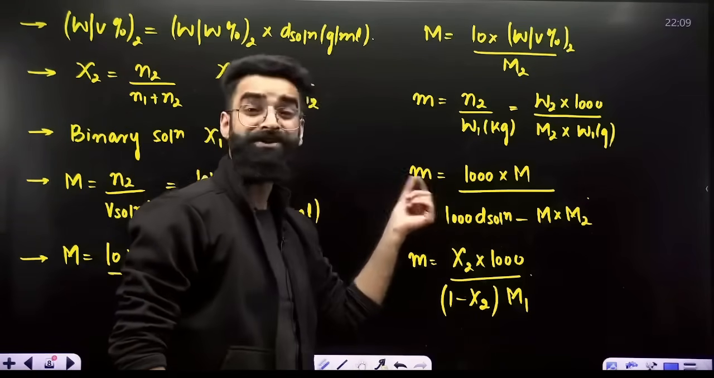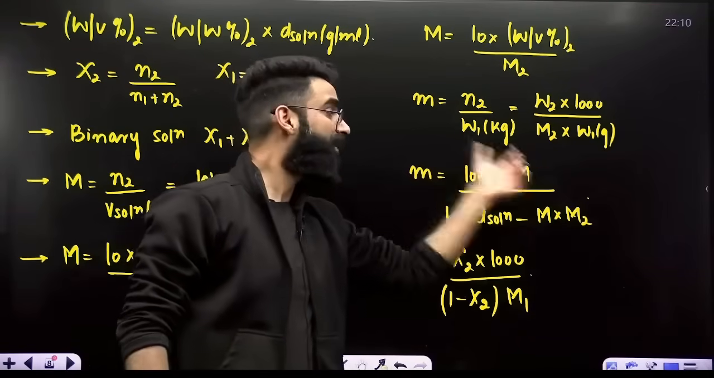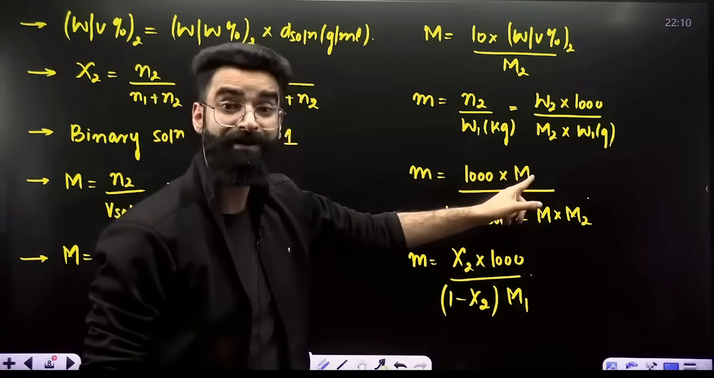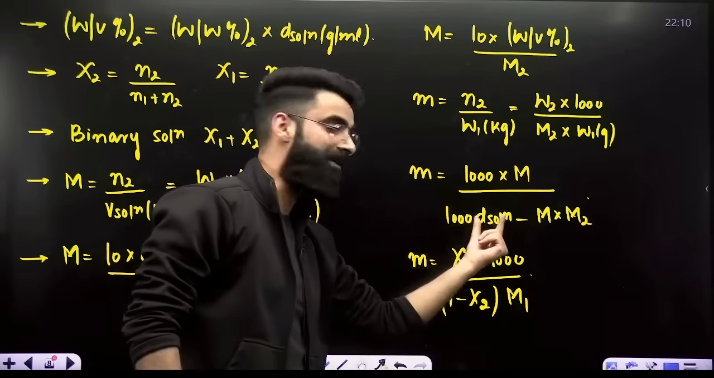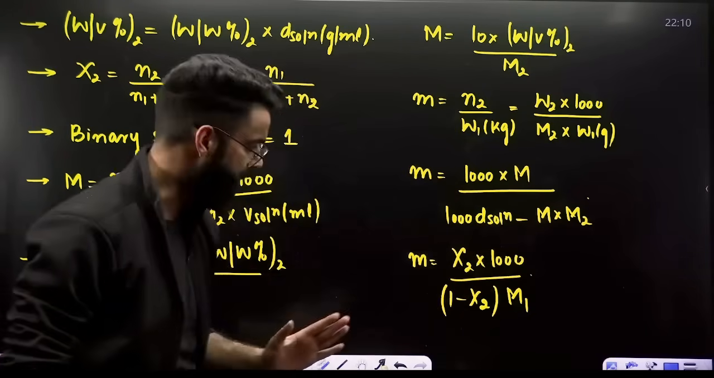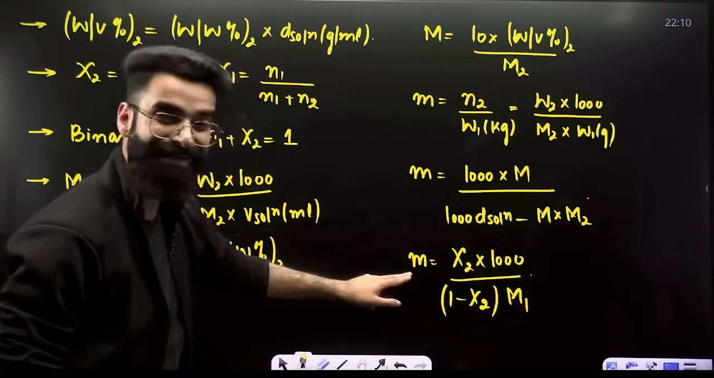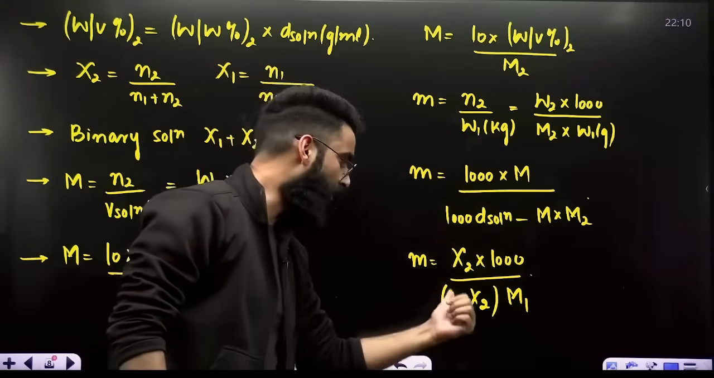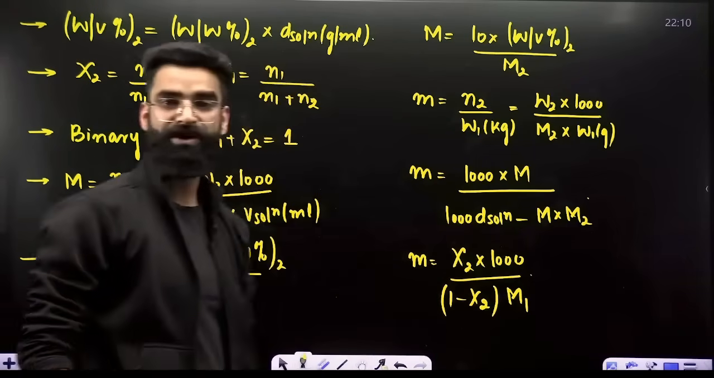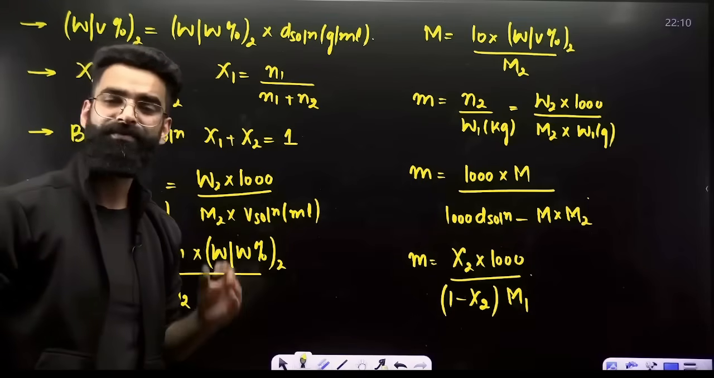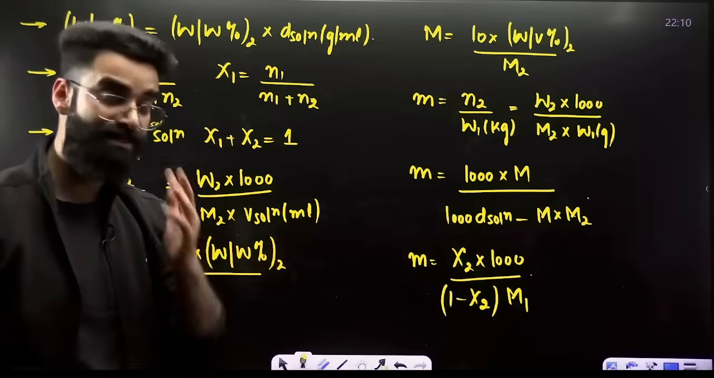There is one more result which connects molality with molarity directly. Molality is equal to 1000 multiplied by molarity divided by 1000 multiplied by density of solution minus molarity multiplied by molar mass of solute. In the similar way, molality is equal to mole fraction of solute multiplied by 1000 divided by 1 minus mole fraction of solute, and this is multiplied by molar mass of solvent. So these are some important results, right, from which directly formula based questions can be asked.